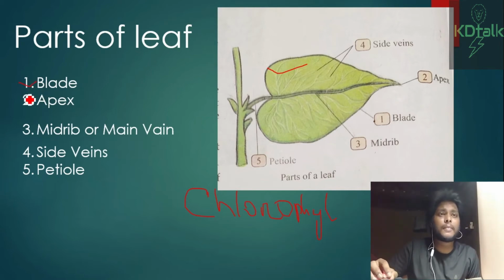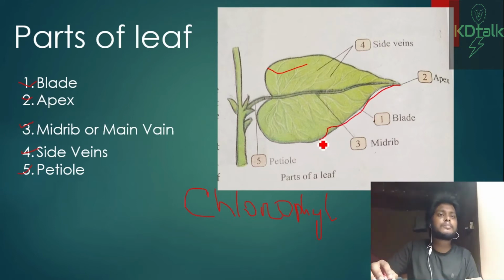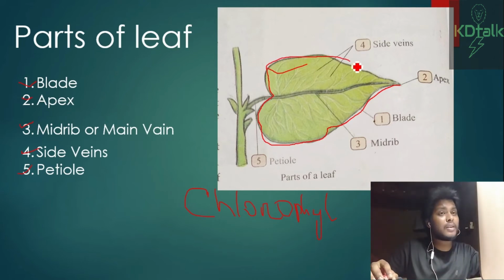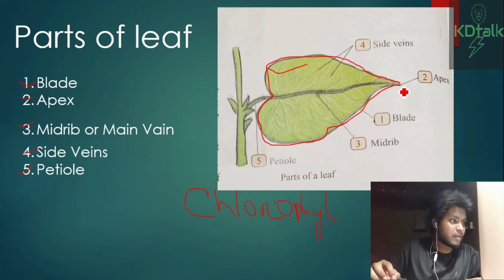These are the parts of a leaf: blade, apex, midrib, side veins, petiole. Different plants have different types of leaves, but these parts are common to all the types. Blade, it is the flat part of the leaf, and apex, this one. Sorry, let me take the marker, the eraser pen.